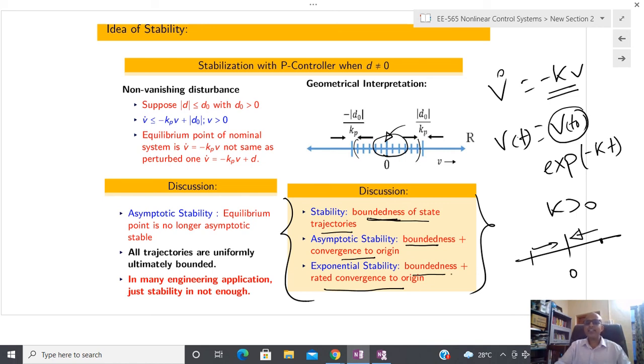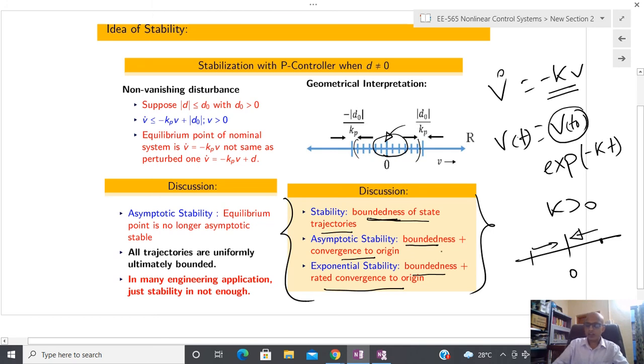And exponential stability means that you are going to remain bounded, and after that you have a certain rate of convergence also, and if that rate of convergence is exponential, then that is called exponential stability. So most engineering systems require this kind of stability, exponential stability. So we design in such a way that our closed loop system is exponentially stable. So this is the story.